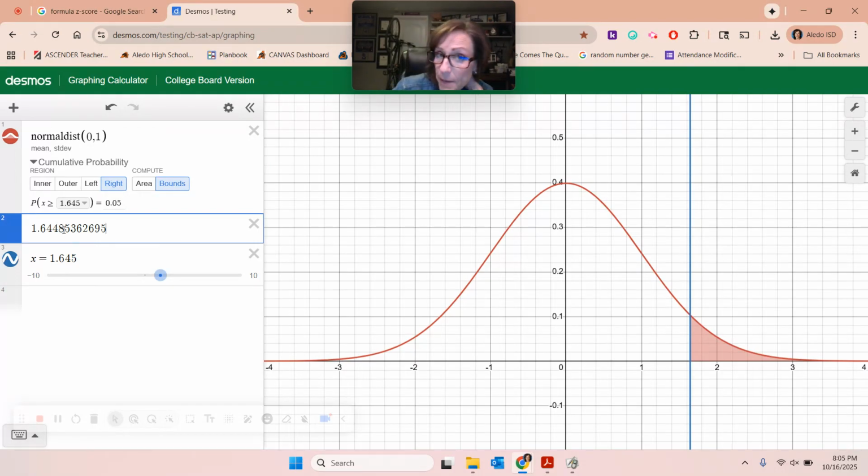1.6449, okay? Now, I will tell you that it's been my experience that College Board uses z-scores to 2 decimal places. It does those percentages or those areas to 4 so that when you move the decimal twice, you have 2 places. And we do z-scores to 2 places.